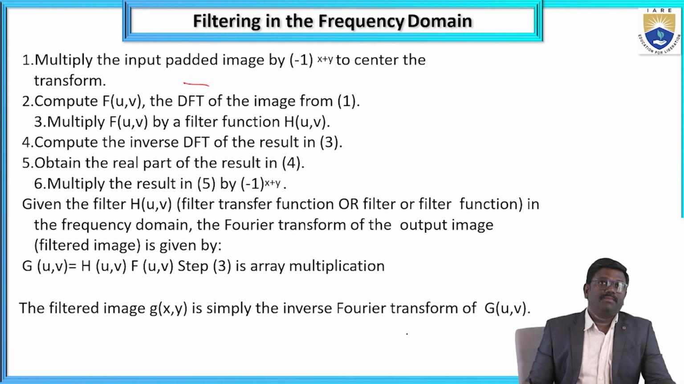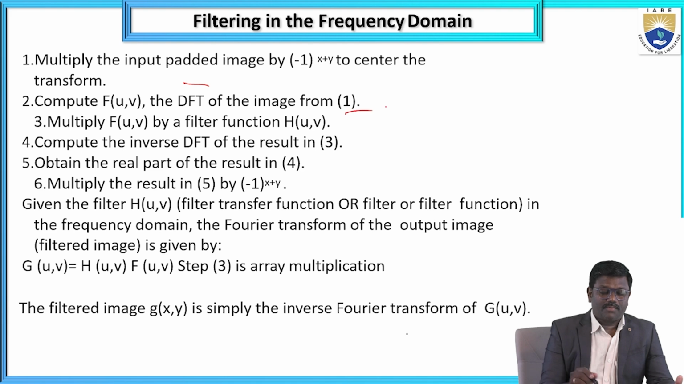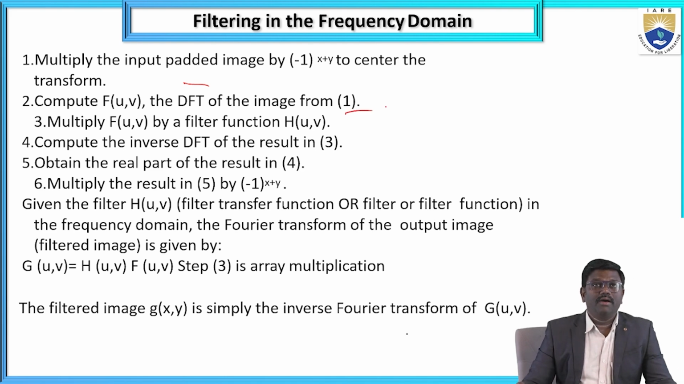Step 1: multiply the input padded image by -1 to center the transform. Second step, compute the DFT of the image from step number 1, giving F of u comma v. This is step number 2, and we go to step number 3. With the help of the filter function, you multiply with your function and get H of u comma v, the Fast Fourier transform of the restored image.